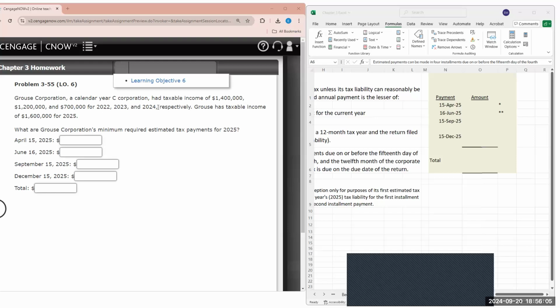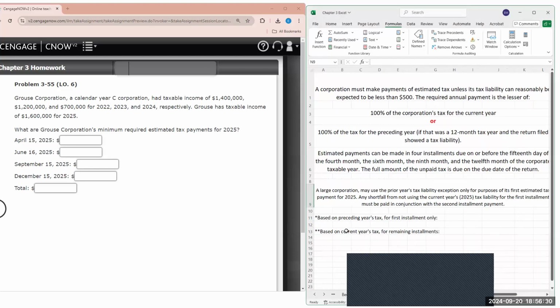All right. So in order for us to determine the amount, we first factor in what is the preceding year's tax. So for 2024, we see that the taxable income was $700,000, right? How do we know that? Because that's what the problem lets us know. $1.4 million was the taxable income for 2022, 1.2 million taxable income for 2023, and 700,000 is the taxable income for 2024. So therefore, we account for the preceding year's tax liability.